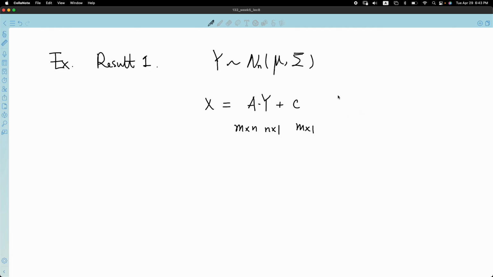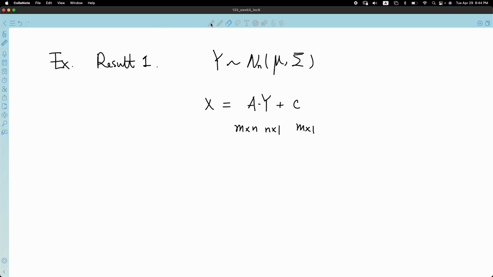So we can just make up any dimension. We have a matrix multiplied by y plus a vector c. Equivalently, you are just scaling your random variable and shifting by c. Scaling by matrix A, shifting by c. So my question is, what is the distribution for X? That is my question, and that leads to result 1.